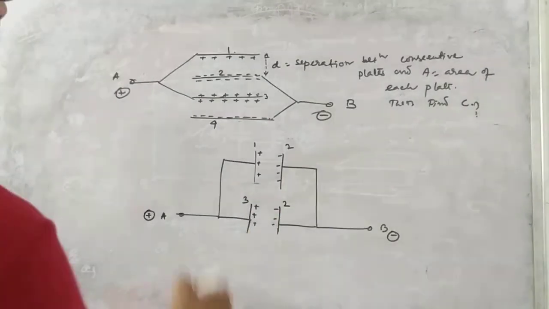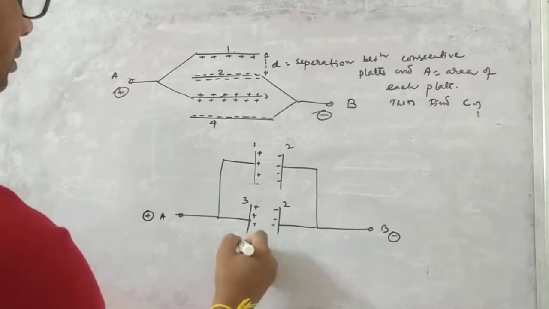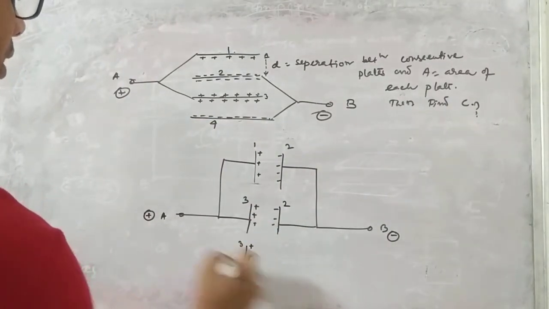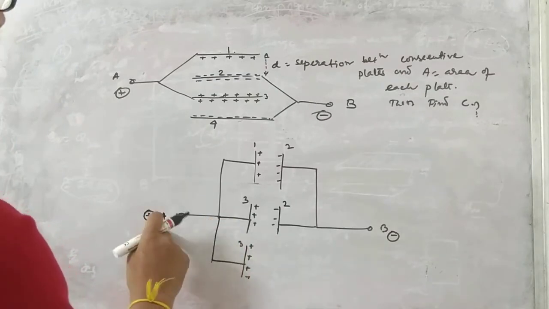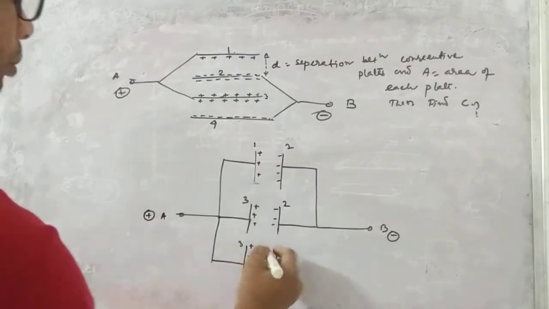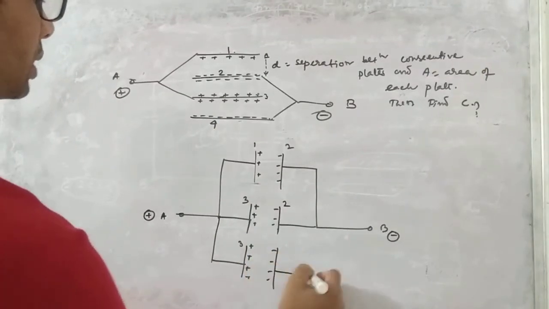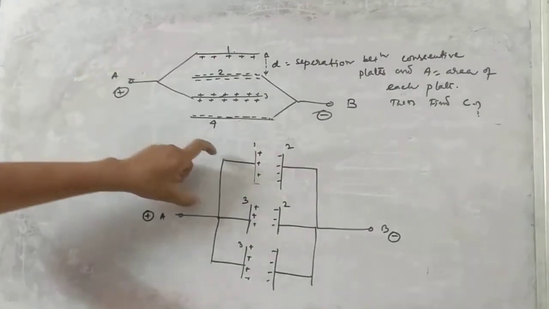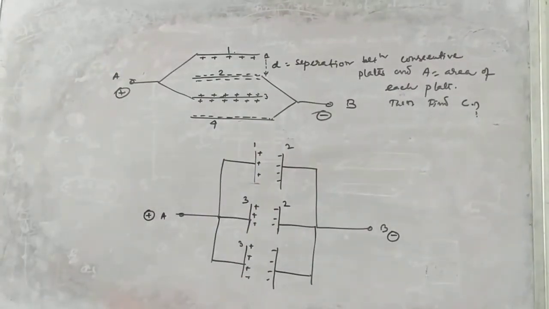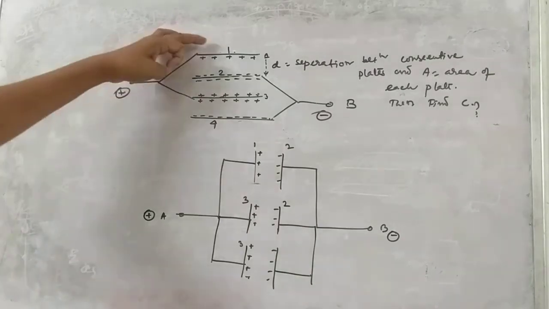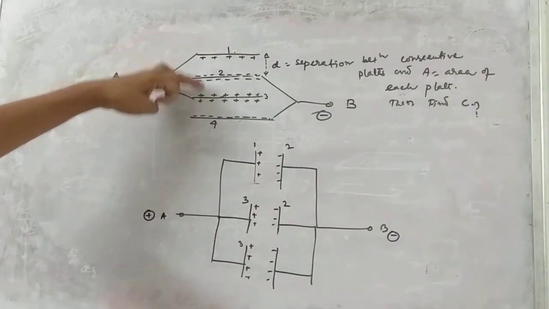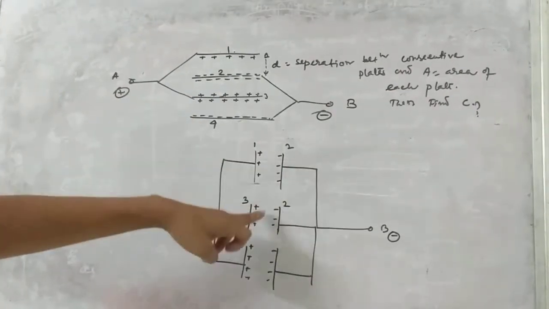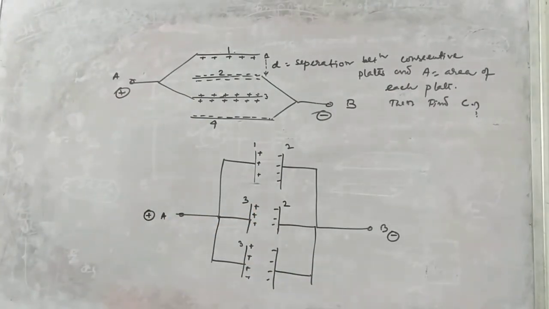Again, for the third capacitor, this is plate 3, which is positively charged and connected to terminal A. And plate number 4 is negatively charged and connected to B. So actually this arrangement looks like this. If we simplify it, it looks like this. Here we see that from 4 plates we get 3 capacitors in parallel combination.